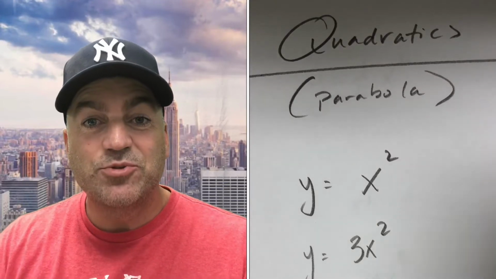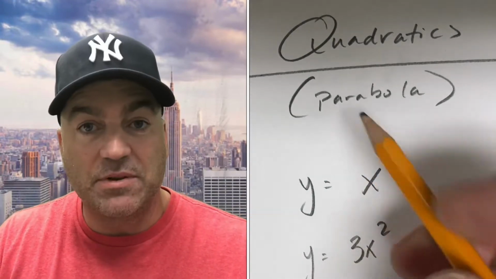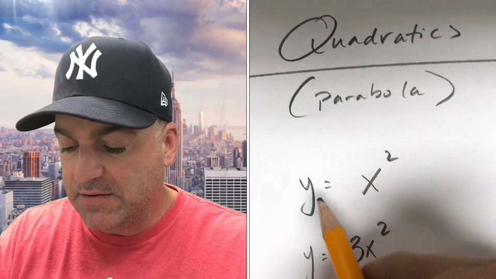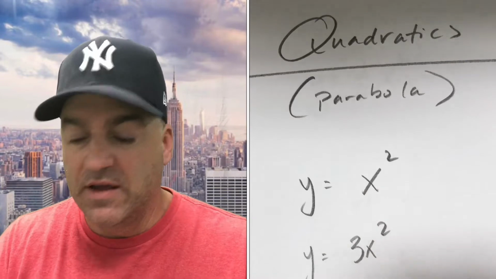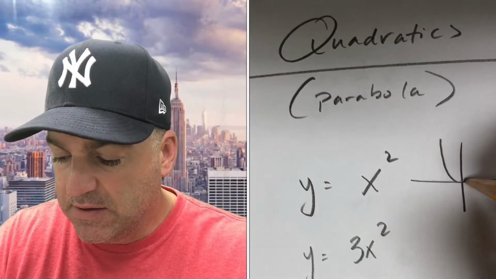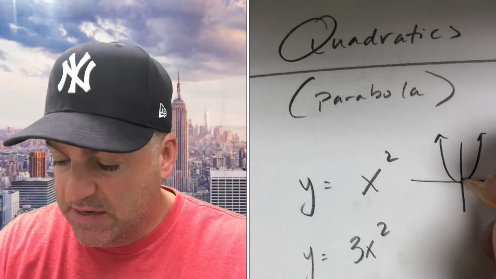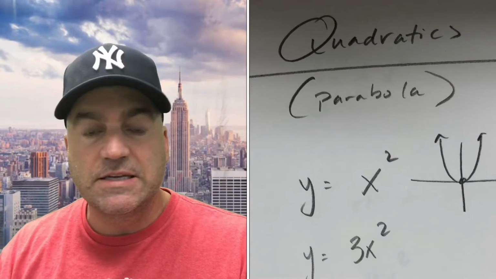Okay, so we're gonna do some quadratics stuff first. So these are parabolas. So what does that look like, right? So y equals x squared. If I was to graph that, it's gonna be a parabola like this. This is called the parent function of the parabola. It crosses at 0, 0 right there.